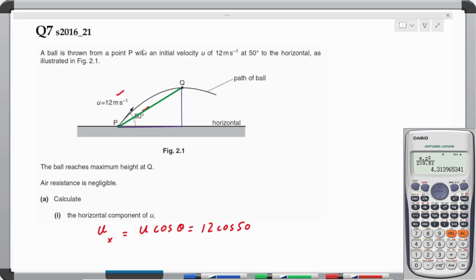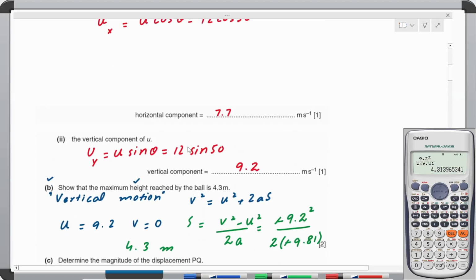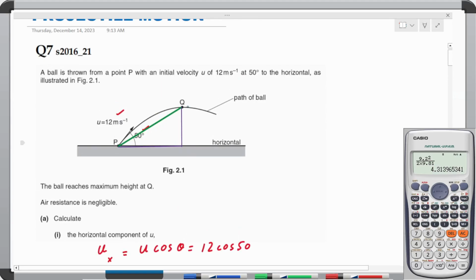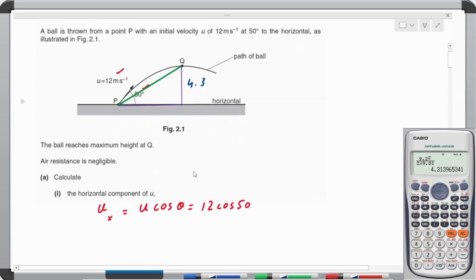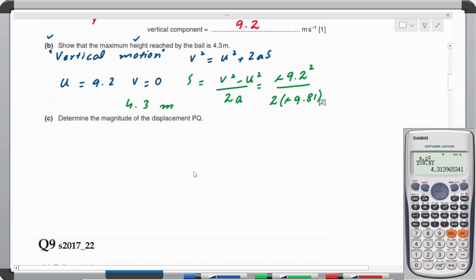Let me see. The maximum height reached by the ball was 4.3, and I think we don't have the value for the horizontal distance. So we can easily find the value for the horizontal distance first. I'm going to write for the horizontal motion.